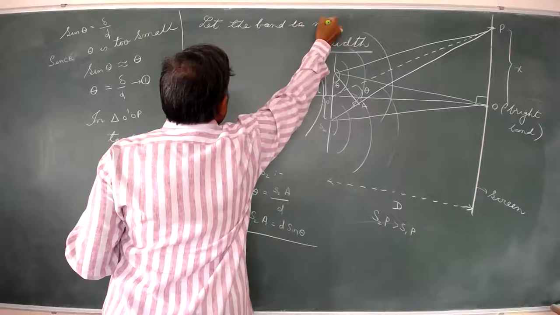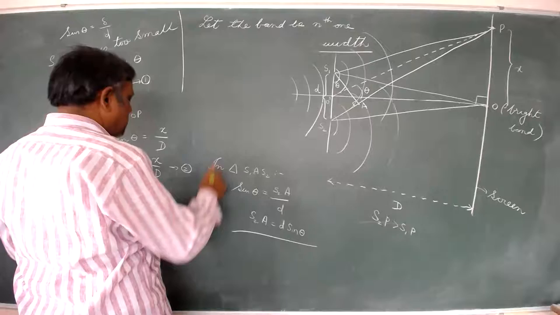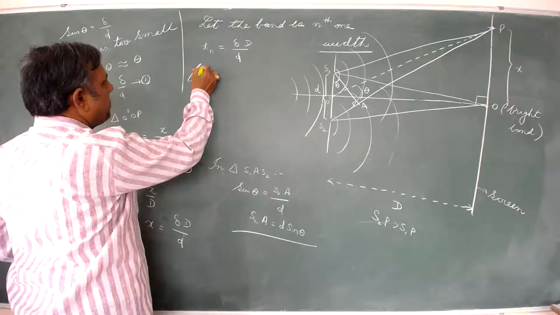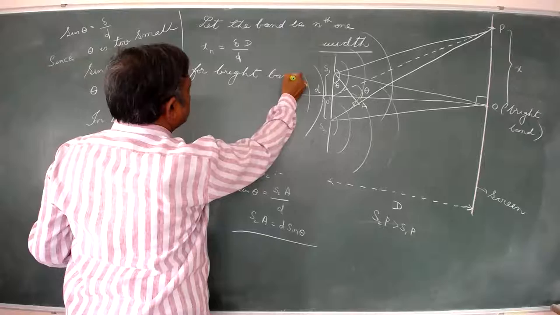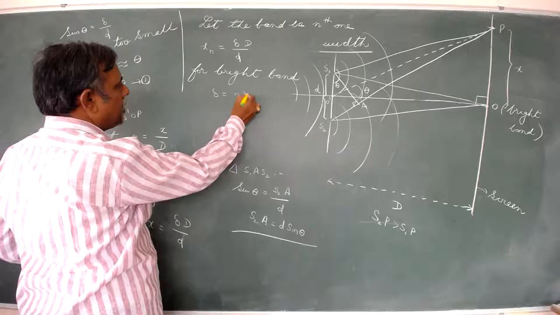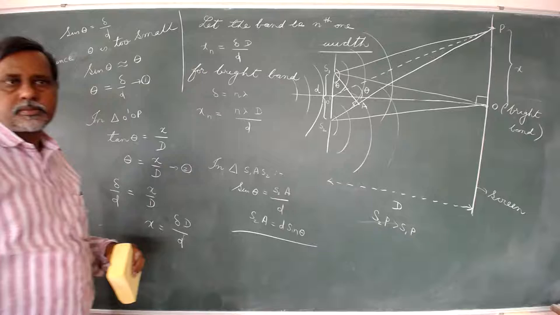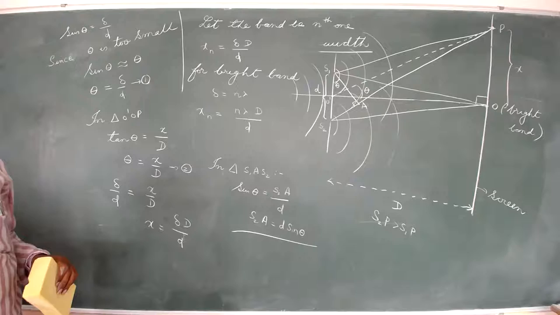Let the band be the nth one. Right? Then what do you write? Xn is equal to delta D by small d. Right? Now, for the formation of a bright band, path difference is equal to n lambda. So Xn is equal to n lambda capital D by small d.